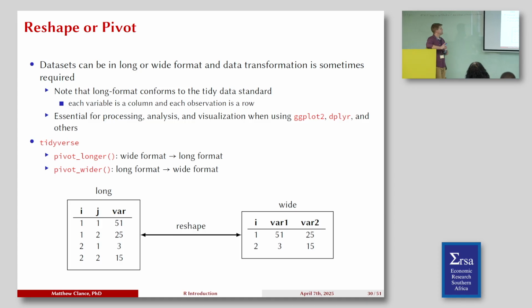So in the tidyverse, we have pivot_longer, which takes it from wide format to long format. And pivot_wider takes it from long format to wide format. Most of the time, you're going to be using this if you're doing regression analysis. And it gives you a way to think about this.